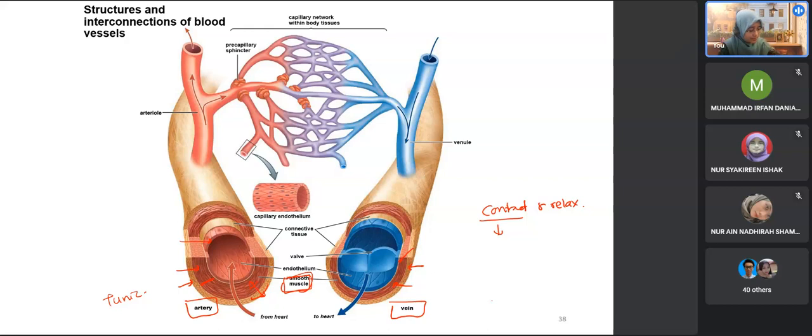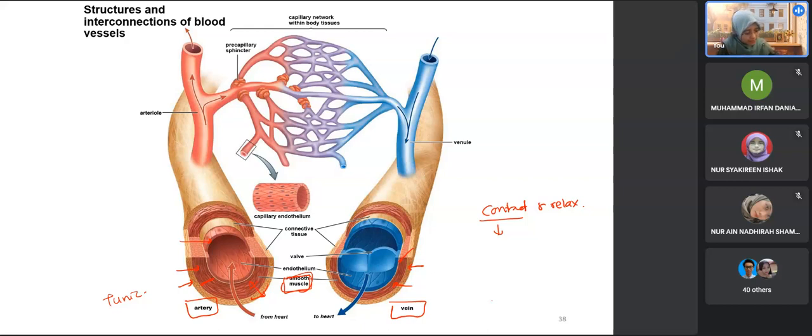The endothelium is found in all 3 blood vessels: in artery, in vein, and also in the blood capillaries. Blood capillaries only have the endothelium layer. It is lacking these 2 layers. Dia tak ada 2 layer yang tebal ni. Sebab apa? As I said before, blood capillaries are involved in exchange of material. So that's why it needs to be really thin. It is only 1 cell thick.